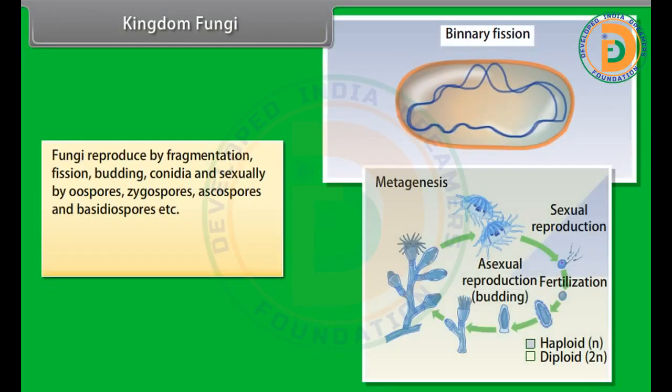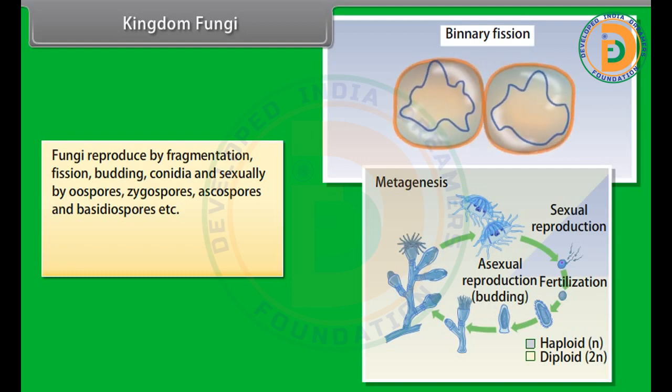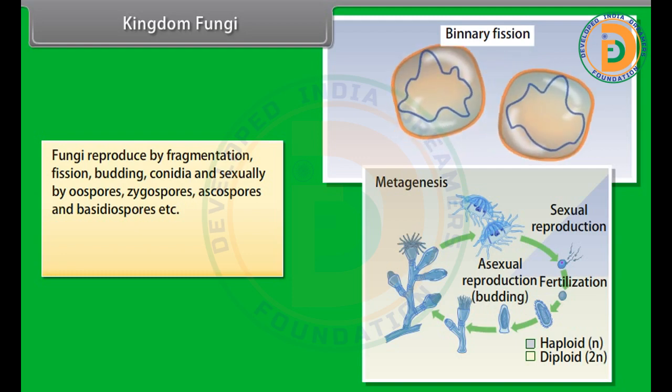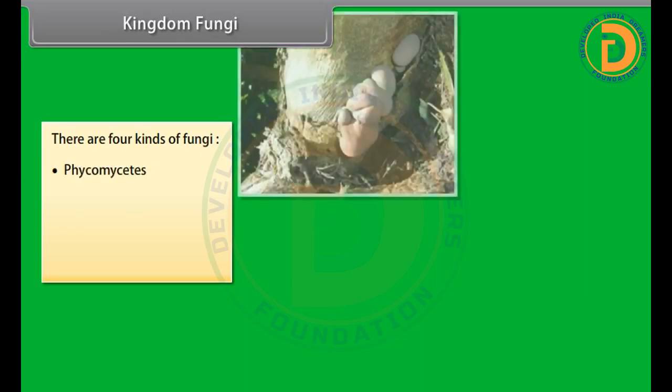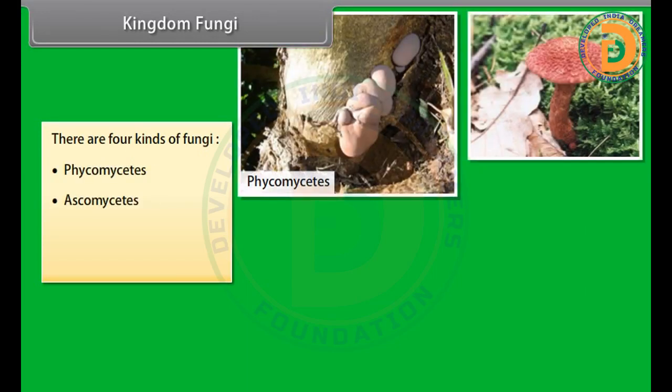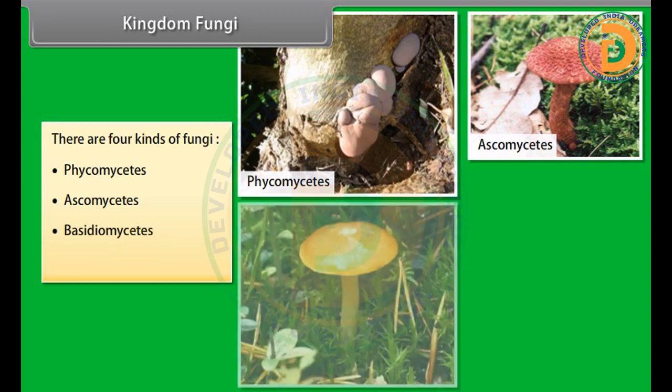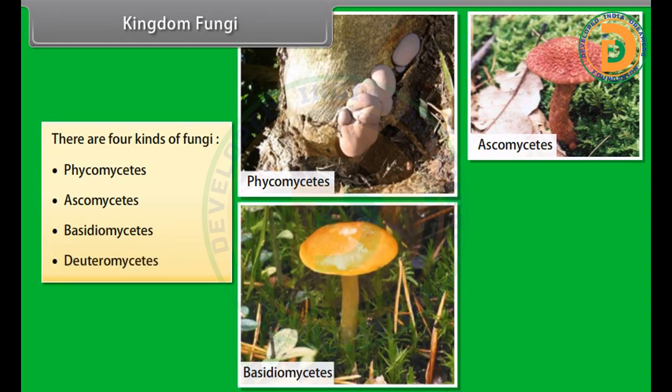Fungi reproduce by fragmentation, fission, budding, conidia, and sexually by oospores, zygospores, ascospores, basidiospores, etc. Spore-producing bodies are known as fruiting bodies. There are 4 kinds of fungi: Phycomycetes, Ascomycetes, Basidiomycetes, Deuteromycetes.